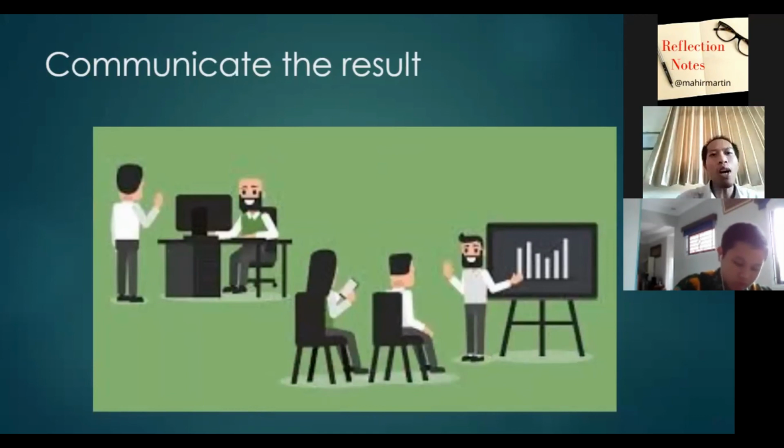Okay, after we know the conclusion, at the end, we are going to communicate the results to the audience. So there are so many types of communication. Either you make a report for your experiment, or you make a presentation for your experiment, or you make a conference for explaining the result of the experiment. So this is the last step of the scientific method, which we call communicate the results.